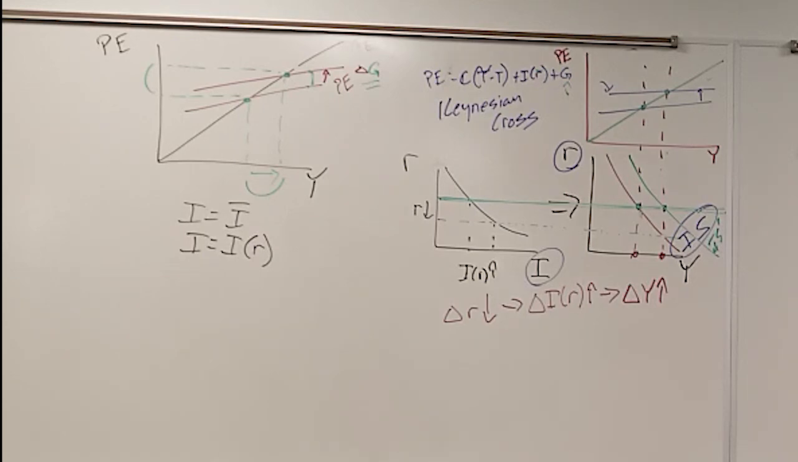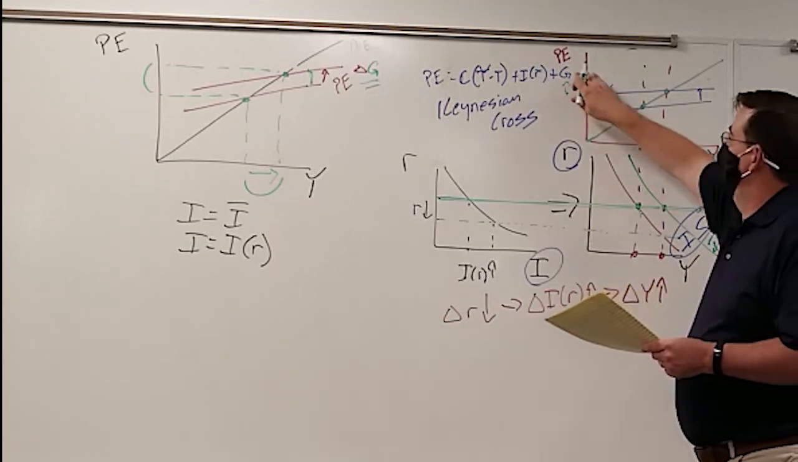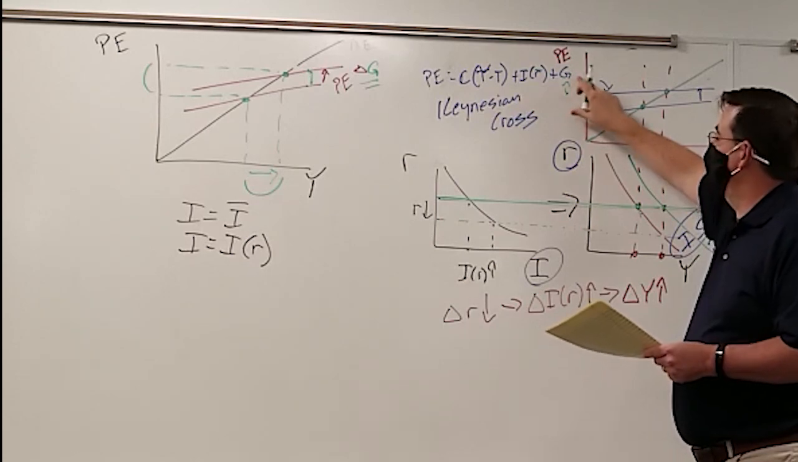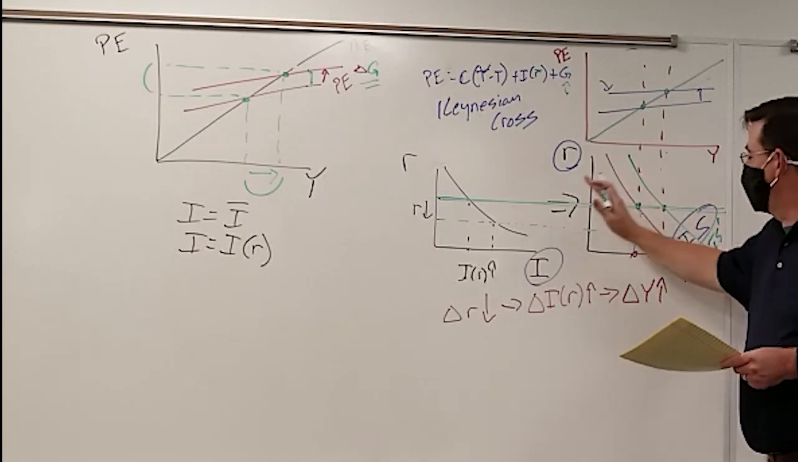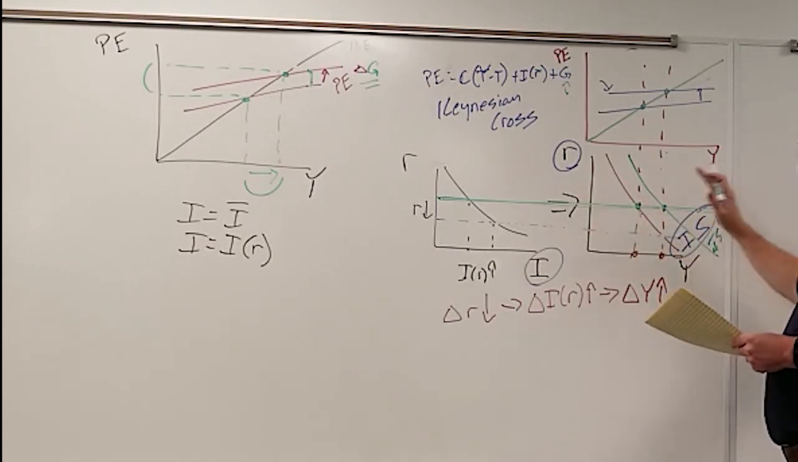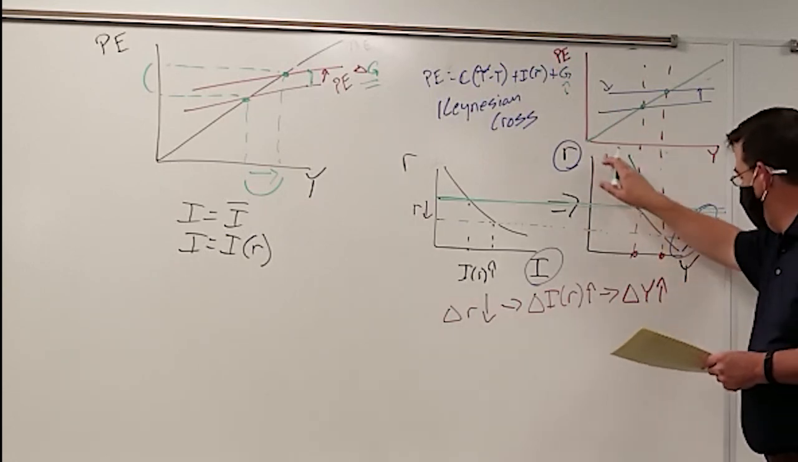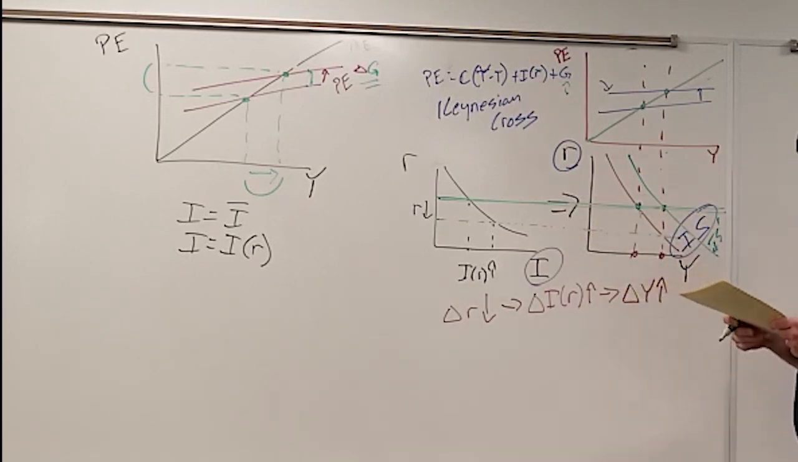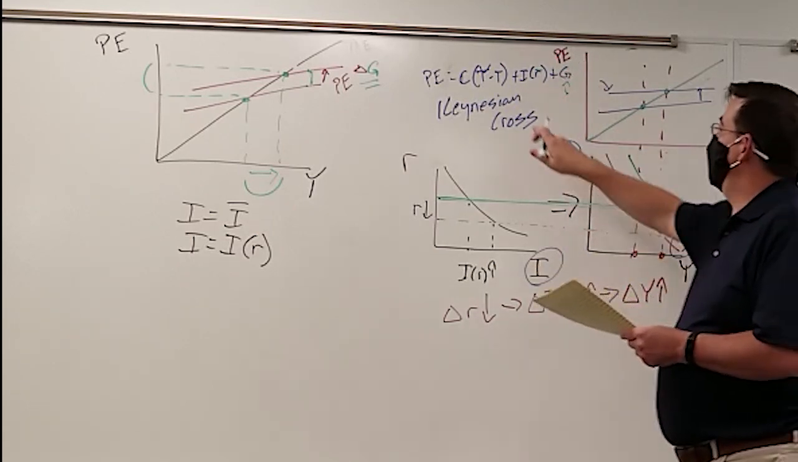The point being that government is an exogenous variable to this model. Therefore, exogenous variables cause the whole curve to shift. Endogenous variables, we can move along the curve, but exogenous variables cause the curve to shift. This is true both for government spending and for taxes.